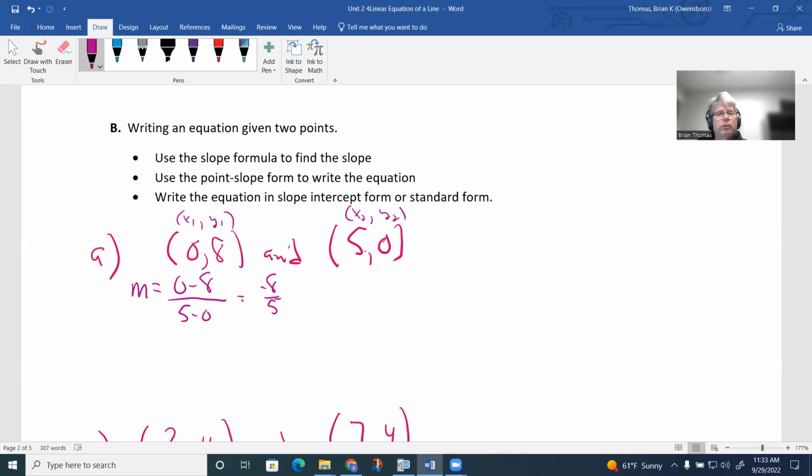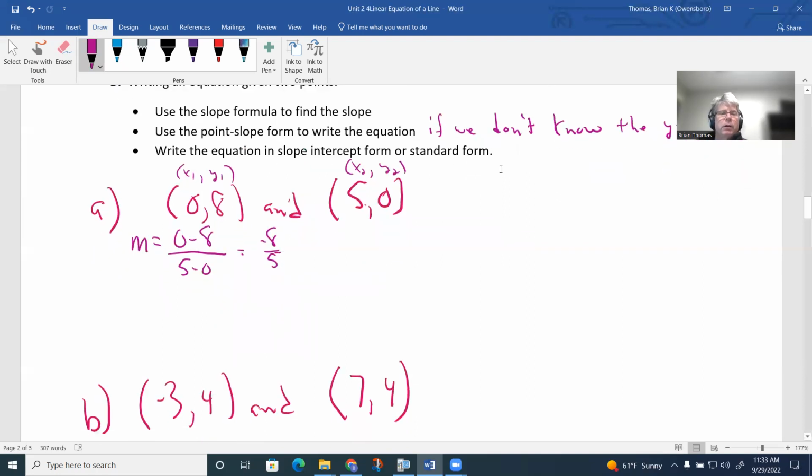So this middle step, use the point slope form to write an equation, is for when we don't know the y-intercept. If we know the y-intercept, then we can go ahead and go down to the last step. Notice that (0,8) is a special point. Notice how x is 0. That means this is the y-intercept. So the y-intercept is actually going to be 8.